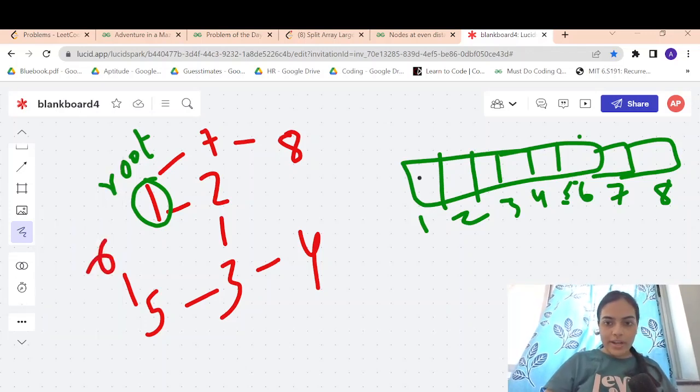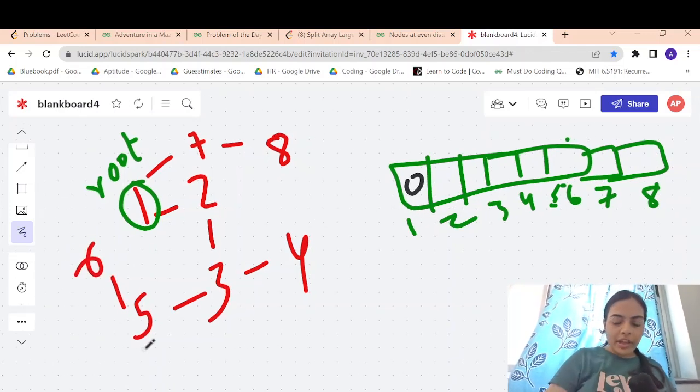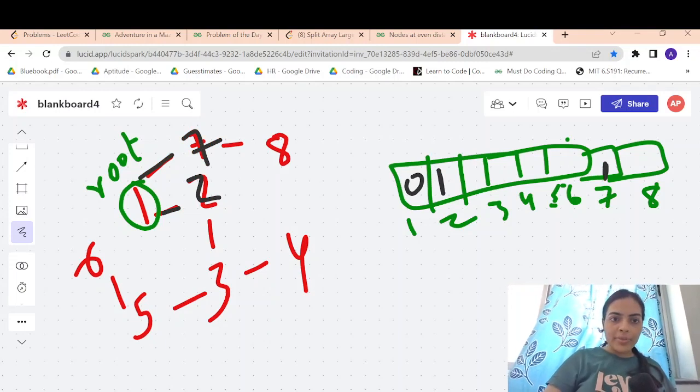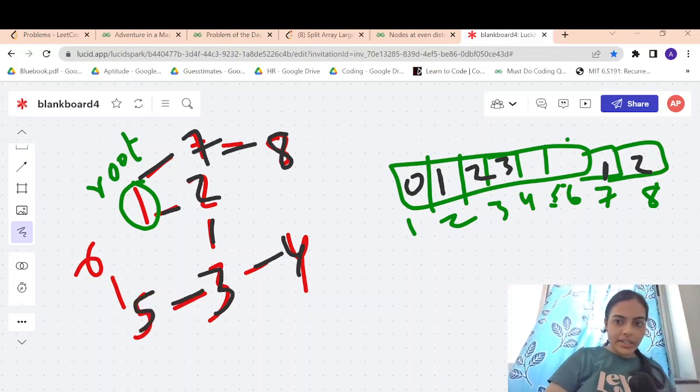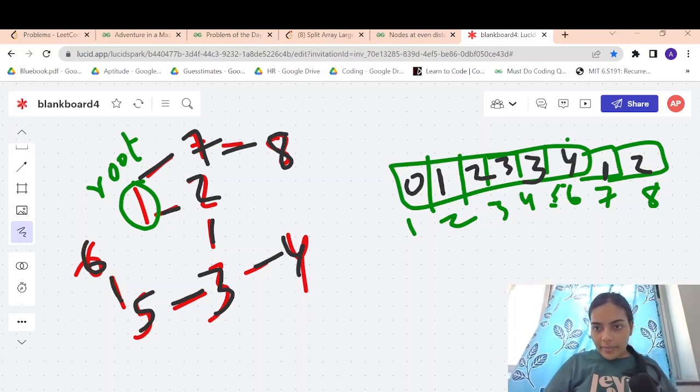So what I do, 1 is at a distance of 0, right? Now let me quickly see for all other nodes. So between 1 and 2, it's a distance of 1. Between 1 and 7, again it's a distance of 1. Between 1 and 8, it's a distance of 2. Okay. Between 1 and 3, again it's a distance of 2. Between 1 and 4, it's a distance of 3. Between 1 and 5, it's a distance of 3. Between 1 and 6, it's a distance of 4, right? So I made the distance array.